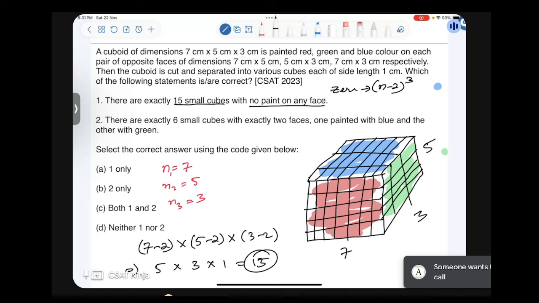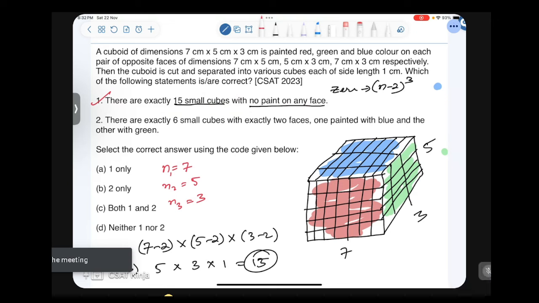So what does statement number 1 say? There are exactly 15 cubes with no side or no face painted. That means our option here is correct. That means statement number 1 is correct. So now, with that, this option is eliminated. We just have 3 options here.